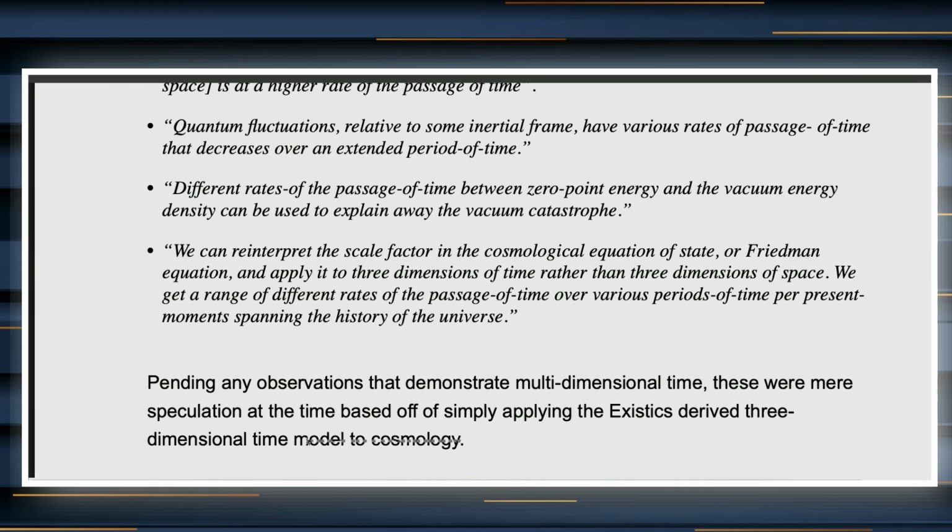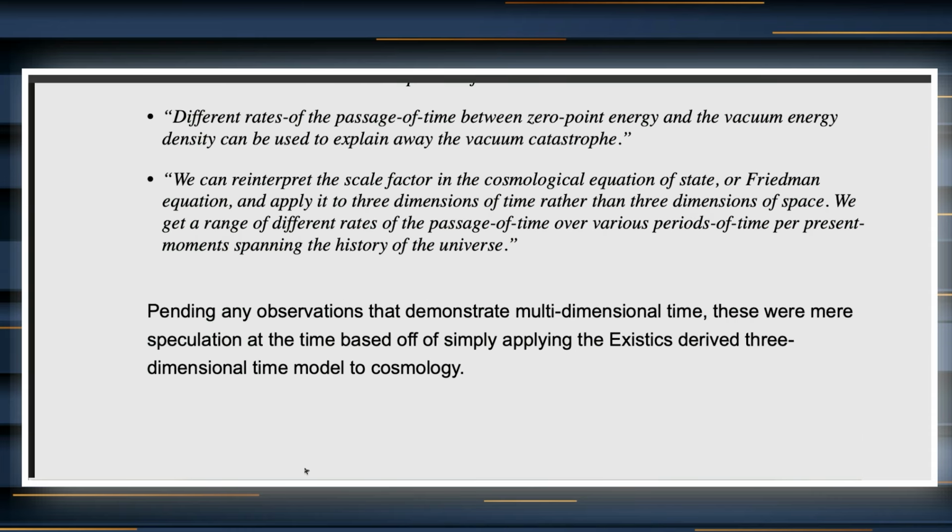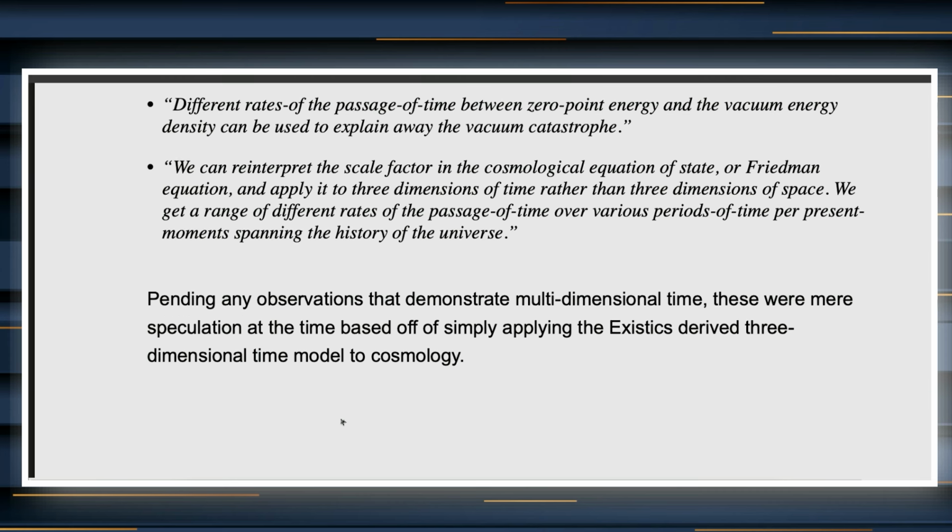We can reinterpret the scale factor in the cosmological equation of state, or the Friedmann equation, and apply it to three-dimensional time rather than three dimensions of space. We get a range of different rates of the passage of time over various periods of time per present moments spanning the history of the universe, or in other words, a more properly defined concept of timescapes. Pending any observation that demonstrated multidimensional time, these were mere speculations at the time, based off of simply applying the Existics derived three-dimensional time model to cosmology.